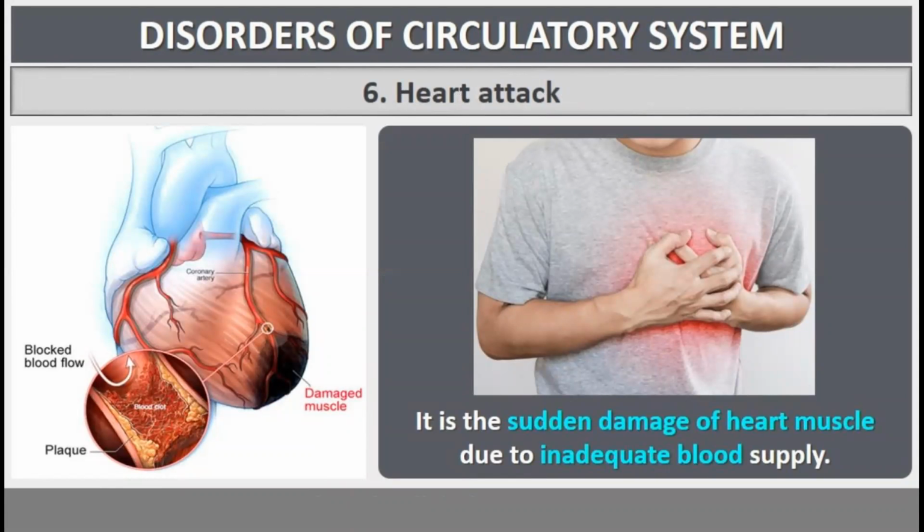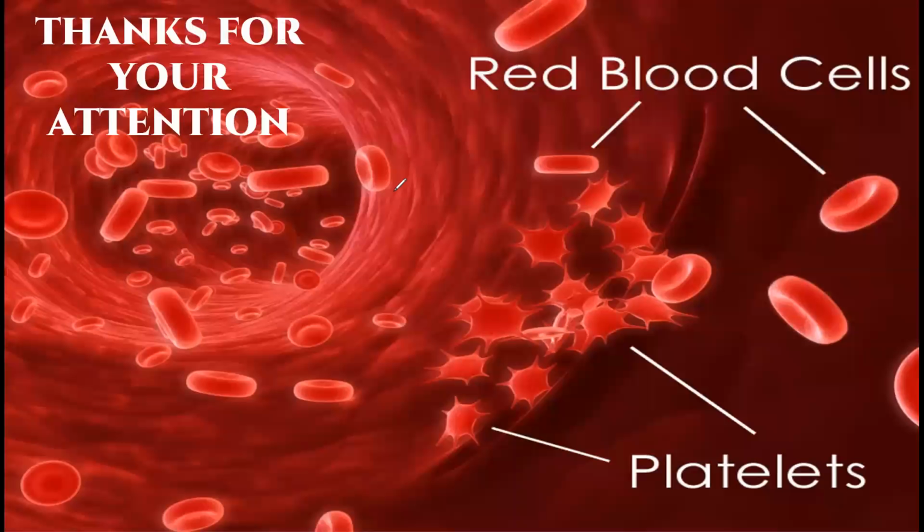And the last one is heart attack. It is sudden damage of heart muscle due to inadequate blood supply. So these were the disorders related to the circulatory system.